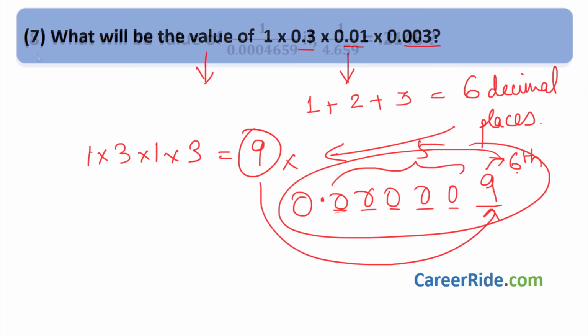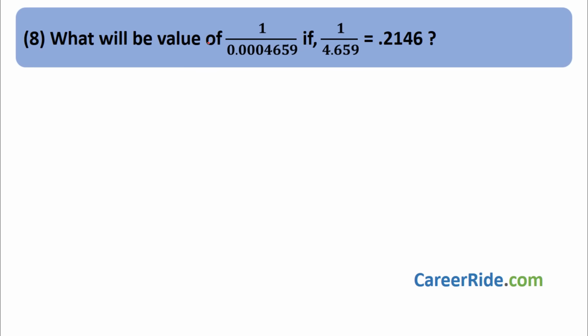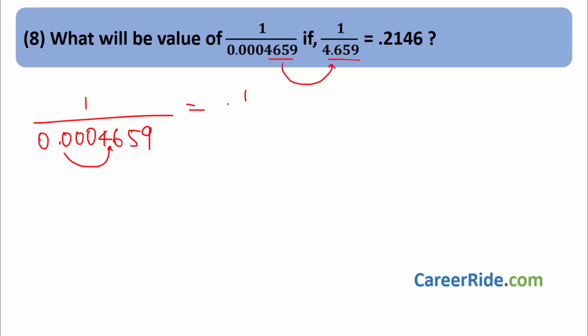Moving to the next question. Question number 8. What will be value of 1 upon 0.0004659 if 1 upon 4.659 is equal to 0.2146. Now we see over here we have 4659, here we have 4659. Just try to bring this into this format and you will get the answer. Very easy, isn't it? See, what we will do, 4659, we want to shift 4 decimal places over here. So we will simply write 4.659, and since we are shifting 4 decimal places, so 10 raised to minus 4, okay.